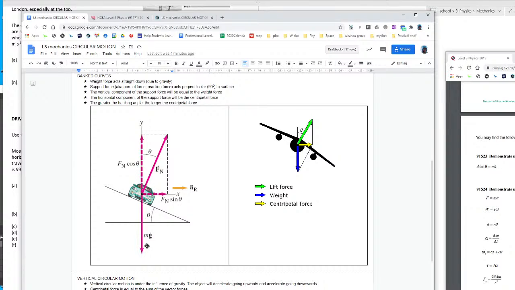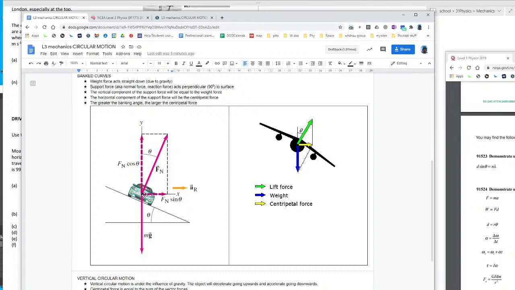This is the weight force, which acts straight down on any object. It's always going to be acting towards the center of the Earth, straight down. The resultant force, the normal force or the support force or the reaction force, is going to be acting at 90 degrees to the surface. So the car is on a surface which is on an angle. The normal force, the reactive force, the supportive force is going to be pushing back at 90 degrees to there. The reactive force is going to be the big one.